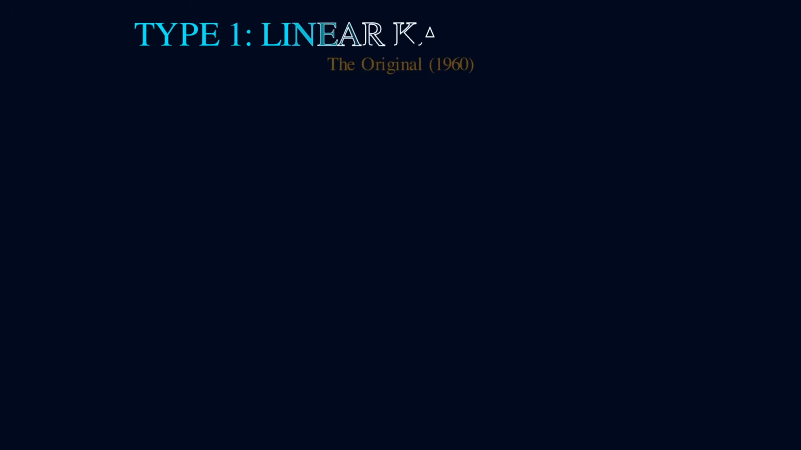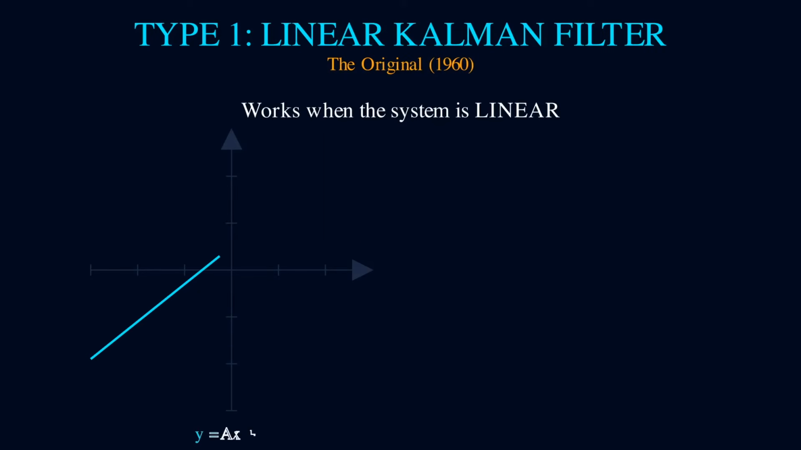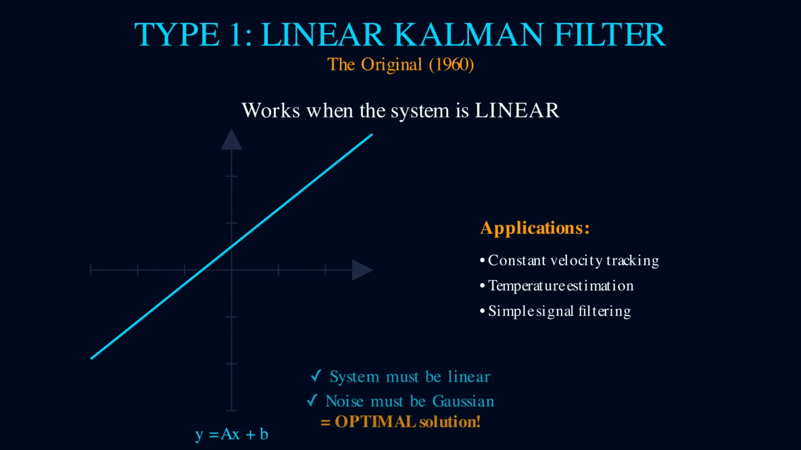The original Kalman filter, developed in 1960, is the linear Kalman filter. It works perfectly when the system dynamics are linear, meaning the equation y equals ax plus b. Its applications include constant velocity tracking, temperature estimation, and simple signal filtering. There are 2 key conditions: the system must be linear, and the noise must be Gaussian. When these conditions are met, the linear Kalman filter provides the mathematically optimal solution.